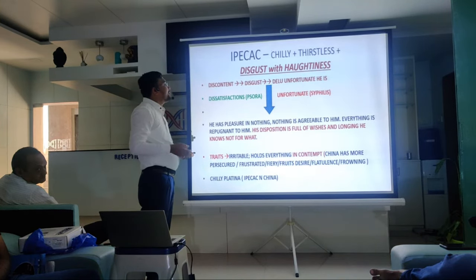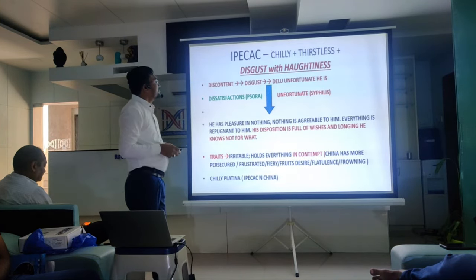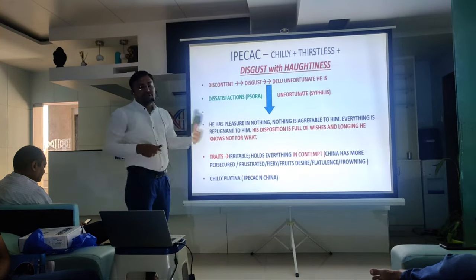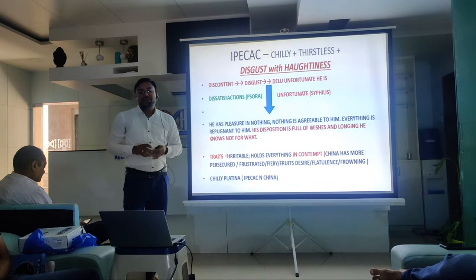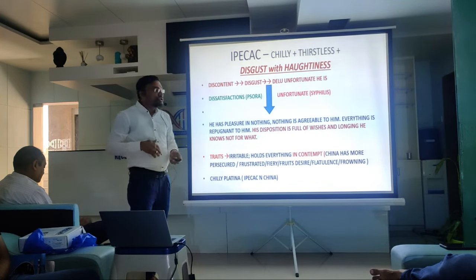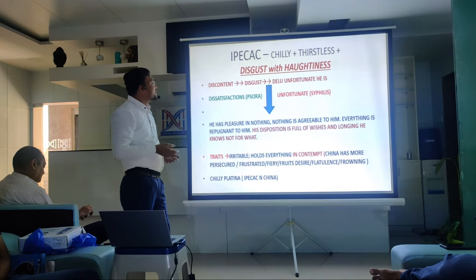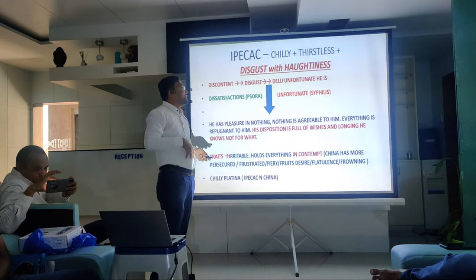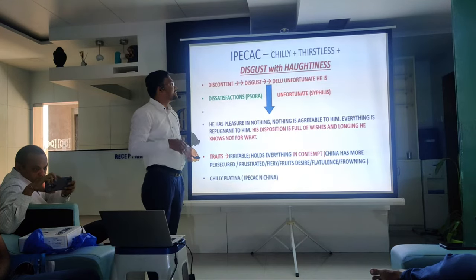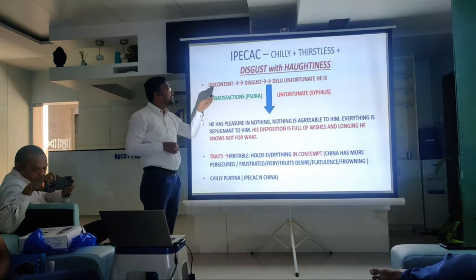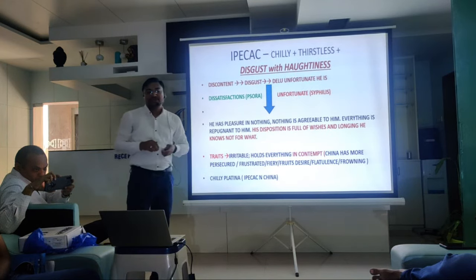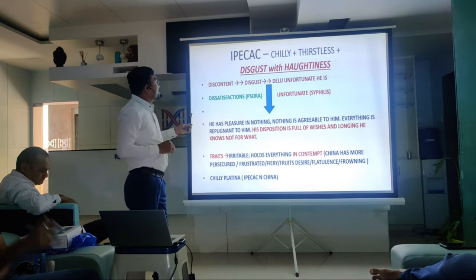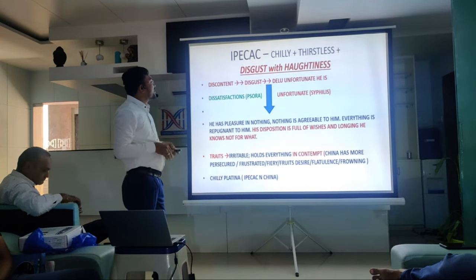How does the journey of these people begin? There is a constant disgust. Prior to that, there is a discontent. So this is a discontented remedy. Constant discontent goes to disgust. And then they just give up. They are just lost in life and they end up in deluge and unfortunate ease. So this is one kind of discontented remedy, a group of discontented remedies.